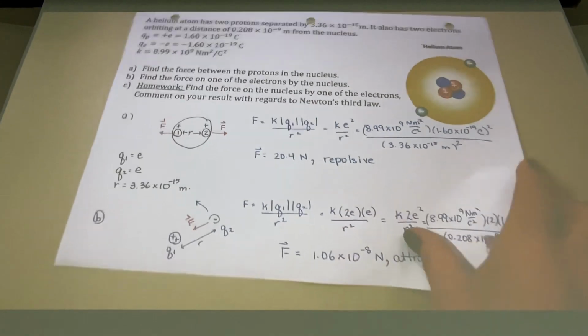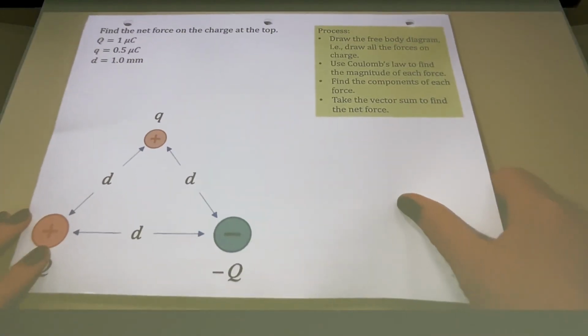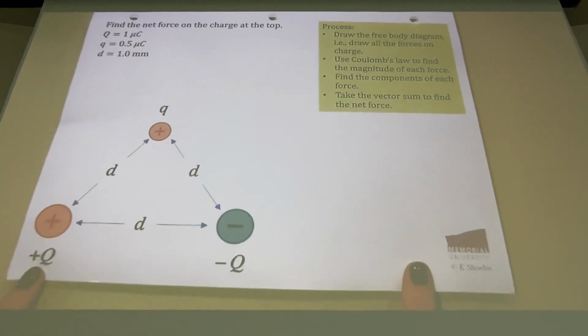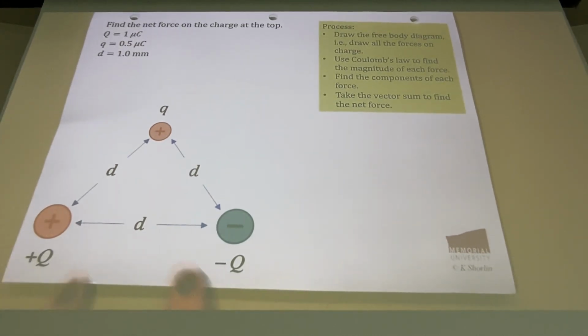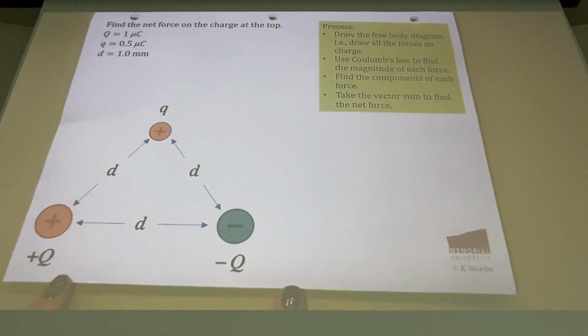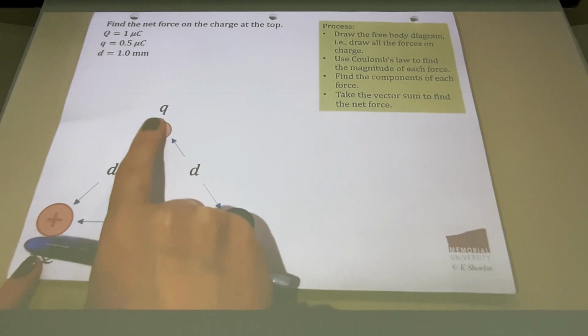Okay, so next problem. A typical problem you're going to see is a set of charges, 3 or 4 charges, and you find the force on one of the charges. So this is a pretty typical kind of problem. In this picture, I've got 3 charges in an equilateral triangle. That's what these sides are showing. My charge at the top has a little q.